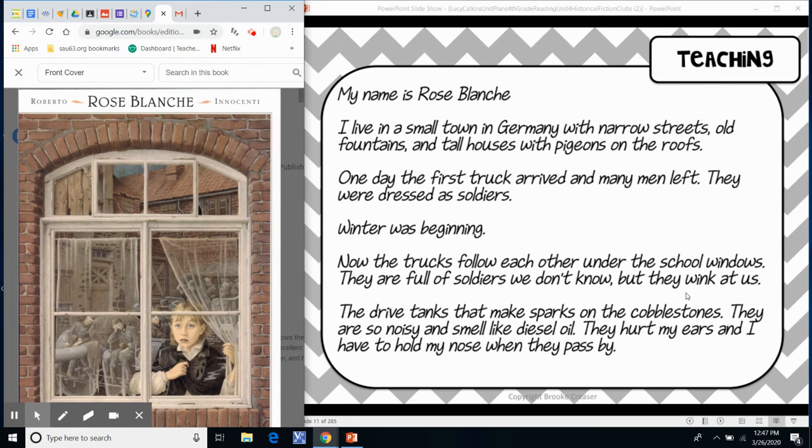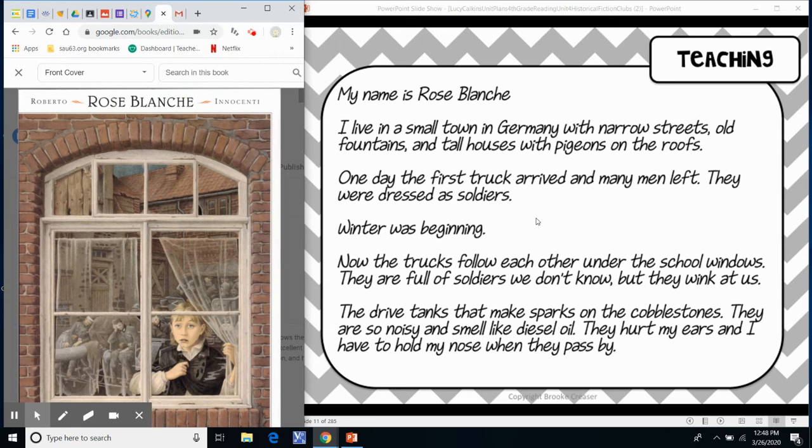It says, my name is Rose Blanche. I've read this before, but we're going to read over a couple more parts. I live in a small town in Germany with narrow streets, old fountains, and tall houses with pigeons on the roof. One day, the first truck arrived, and many men left.